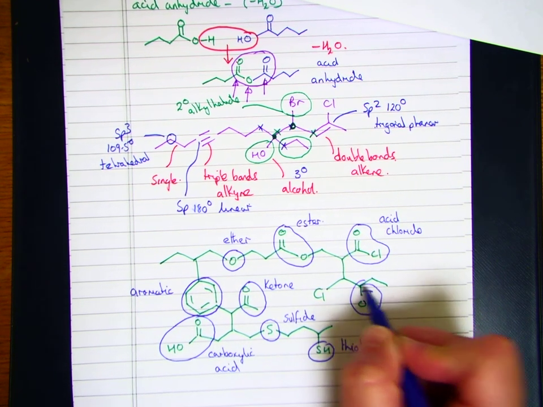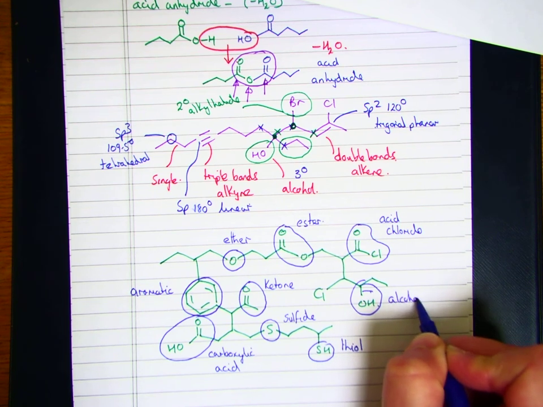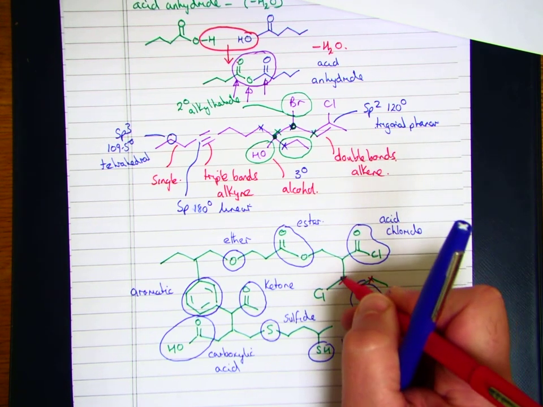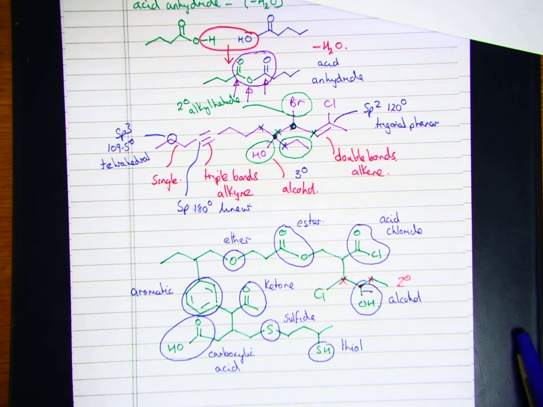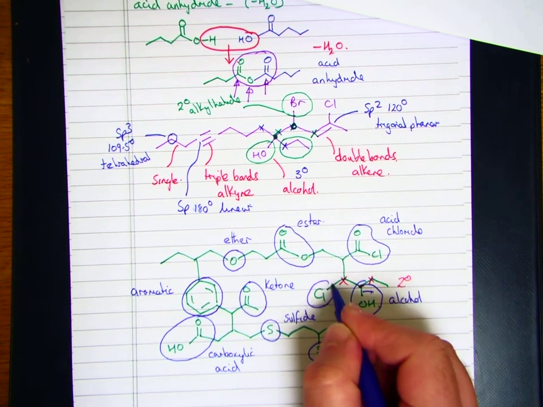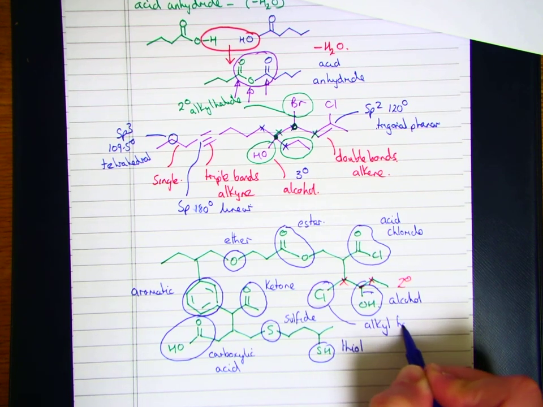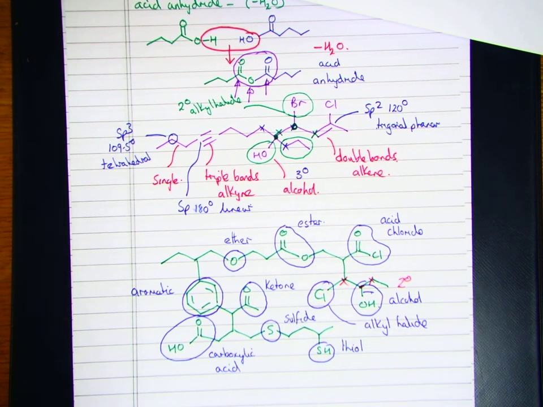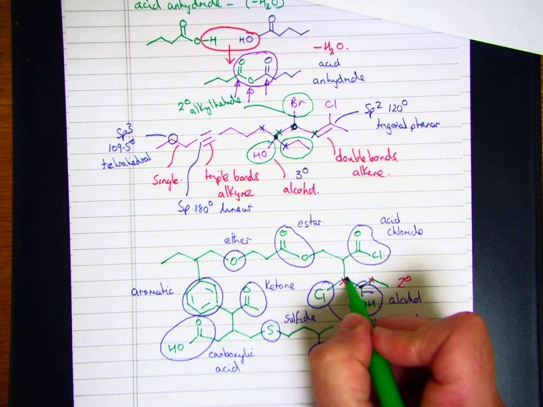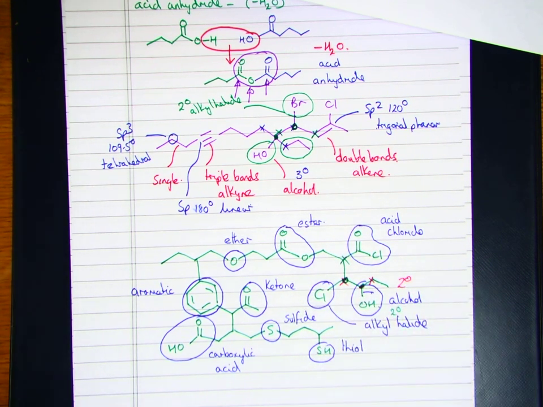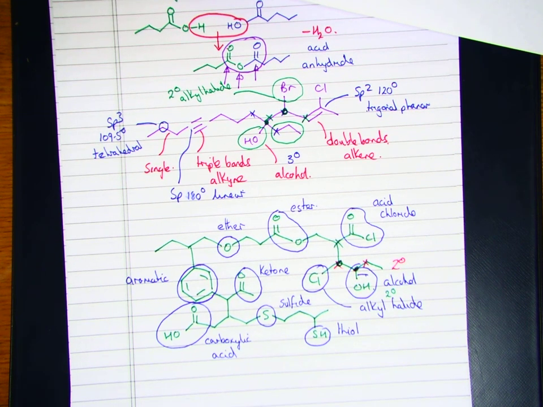Finally, over here, we've got two more. Here we have an alcohol, and you're going to say, well, let's check. This carbon has 1, 2 attached, so that's a secondary alcohol. And then over here we have chloro, which makes this an alkyl halide. This carbon has 1, 2 attached, so that's a secondary alkyl halide. So we can identify these functional groups.